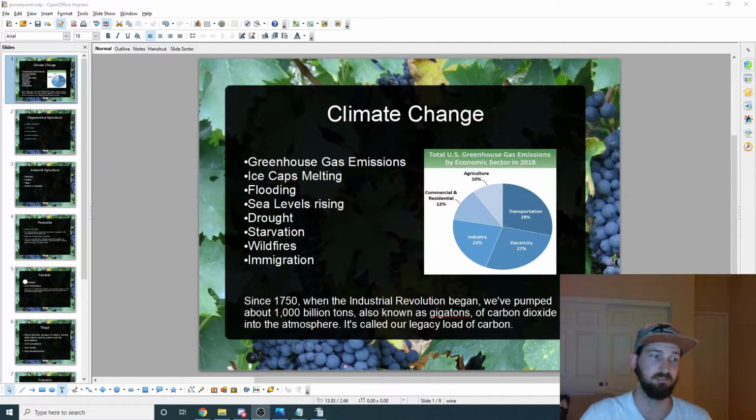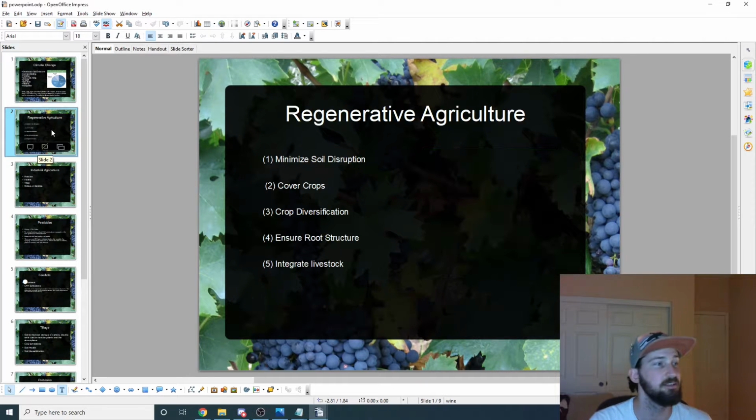We've seen since 1750, when the Industrial Revolution began, we pumped about 1,000 billion tons, known as a gigaton, of carbon dioxide into the atmosphere. This is called our legacy load. So a lot of talk behind climate change is reducing emissions, which is very, very important. We do need to curb that and get that lowered. We also need to reduce the buildup that's currently there. And this can be done through regenerative agriculture. So while agriculture is only 10% of the emissions sector, it can be a huge factor in scrubbing the atmosphere of the carbon that exists.